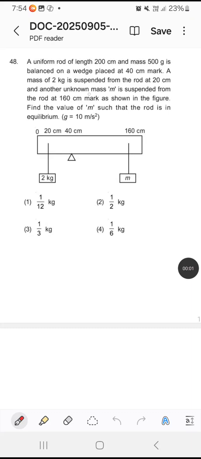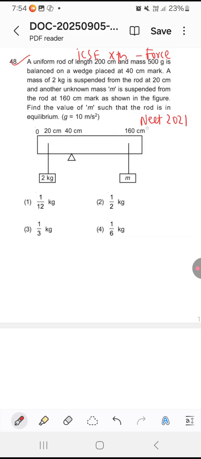Okay, hello everybody. In this video, I am going to solve this numerical. This numerical is from NEET 2021. And guess what? This is related to principle of moment. Principle of moment: clockwise moment is equal to anti-clockwise moment, that we have already learned in ICSE class 10th, chapter number 1, force. So class 10th students can solve this numerical easily.